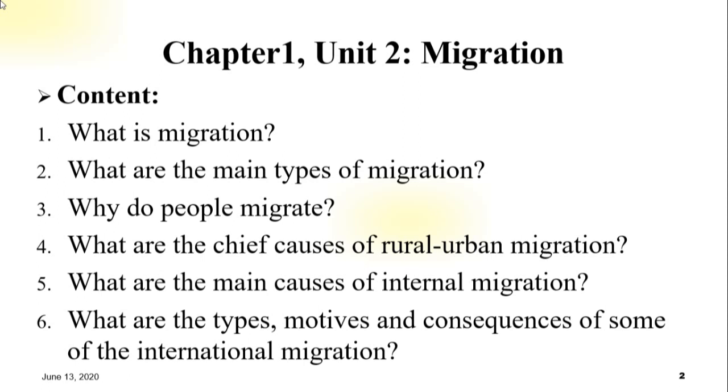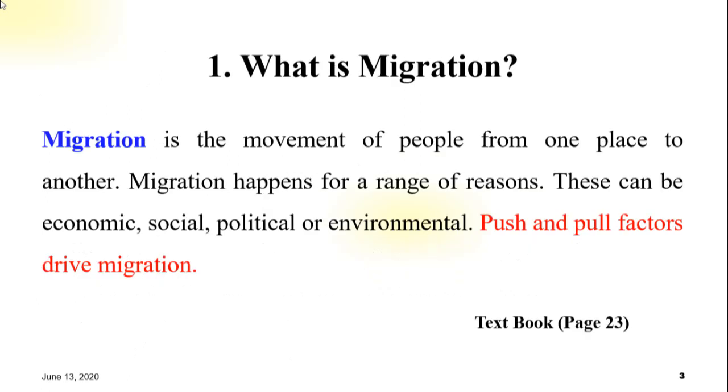From number 4 to number 6, they are the types of migration. The first, you have to know the definition of migration, and the second, you have to know the main types of migration, and the third, you have to know why people in the world want to migrate from their place or from their country to another country. And number 4, number 5, number 6 talk about the main types of migration. Let's continue.